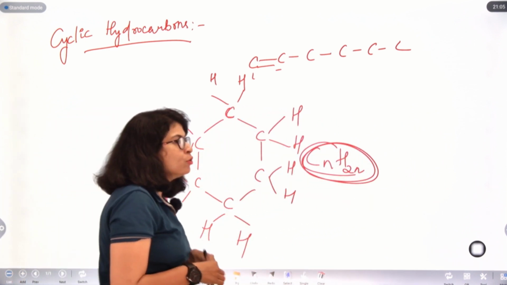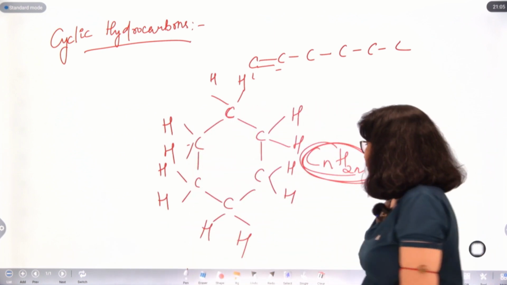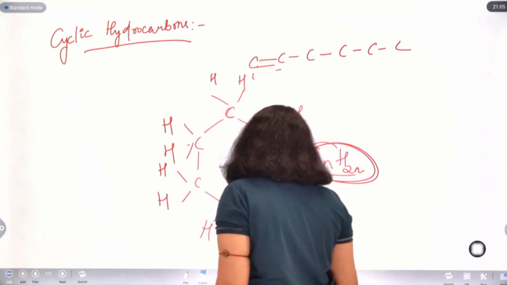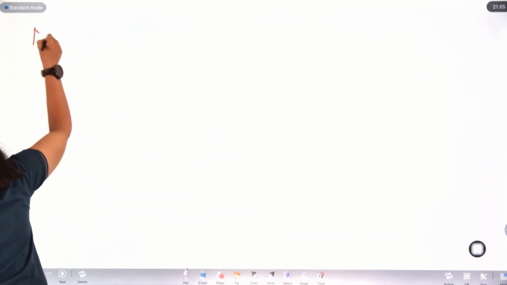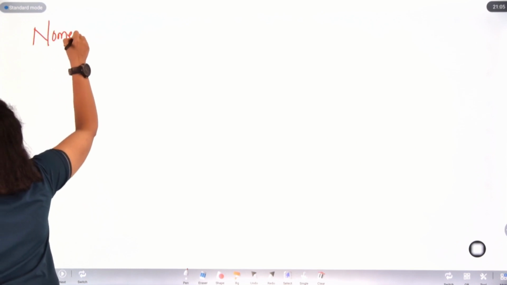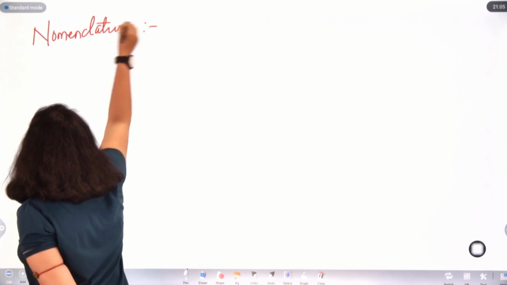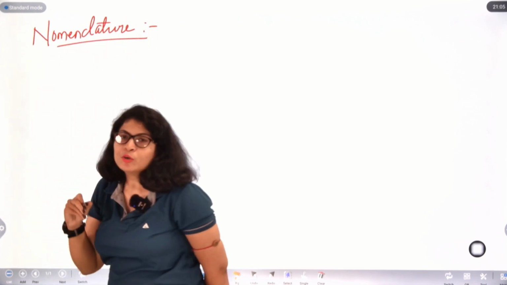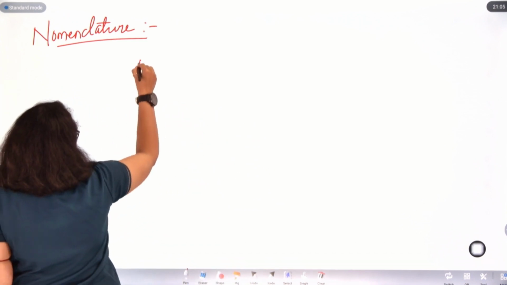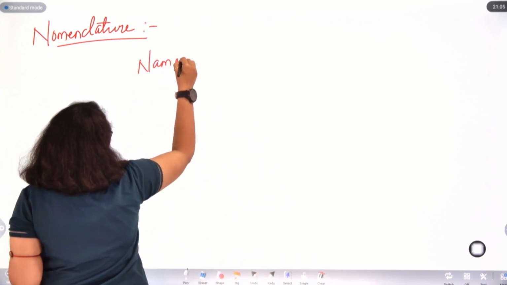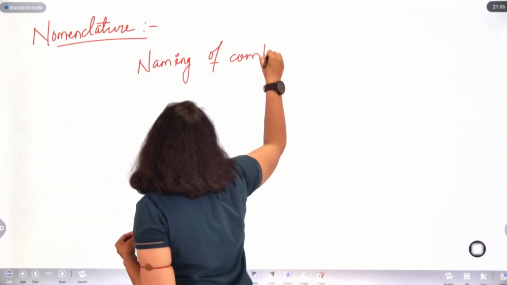Next we will deal with the most important part of this chapter, that is nomenclature. Okay. Nomenclature. What do you mean by nomenclature? First of all, nomenclature means naming of compounds. Naming of compounds.